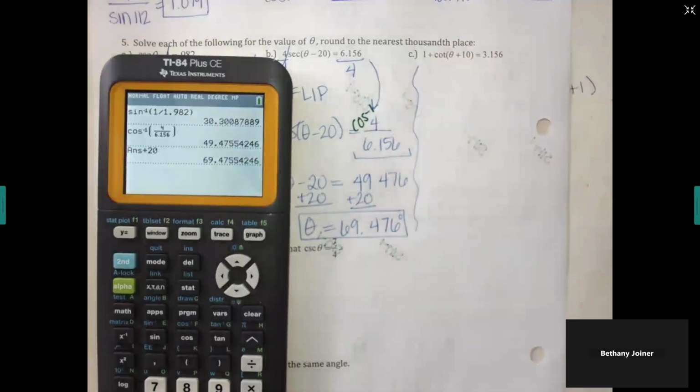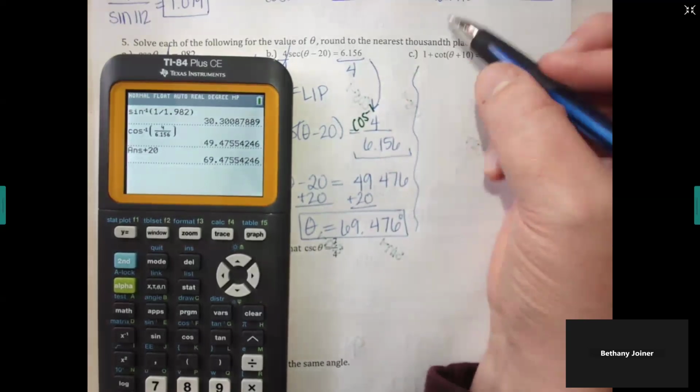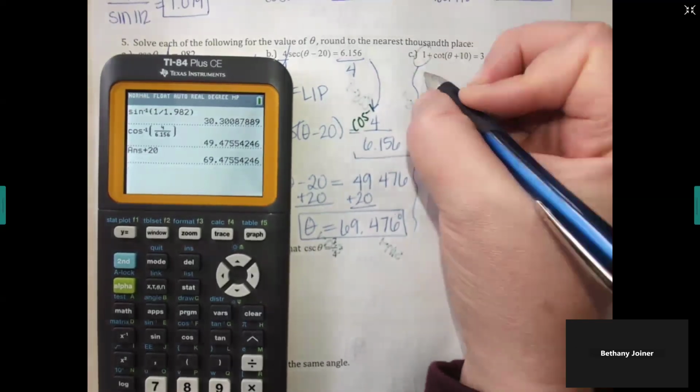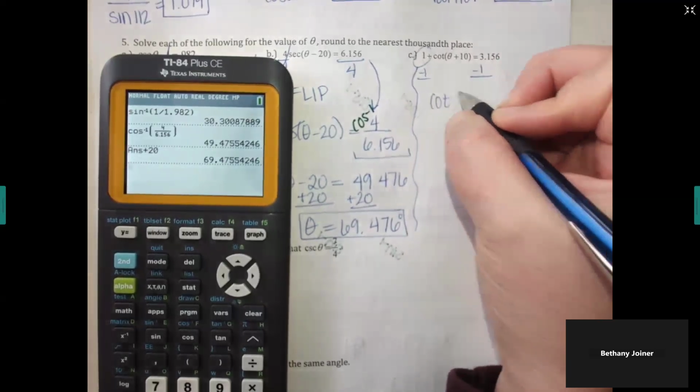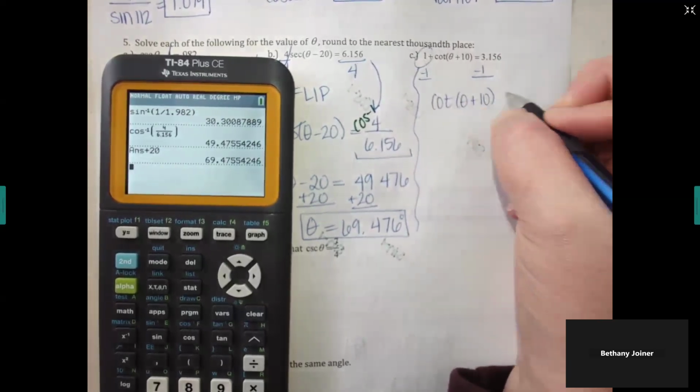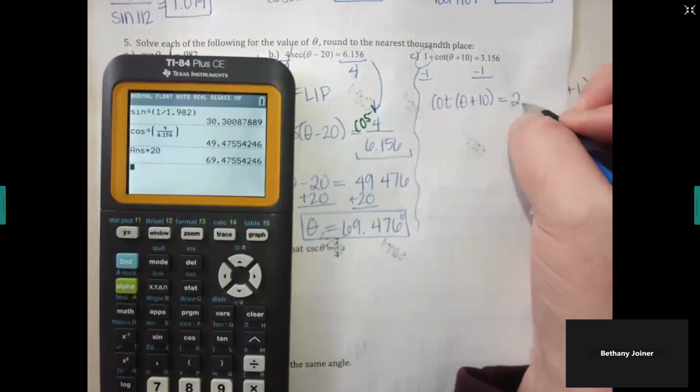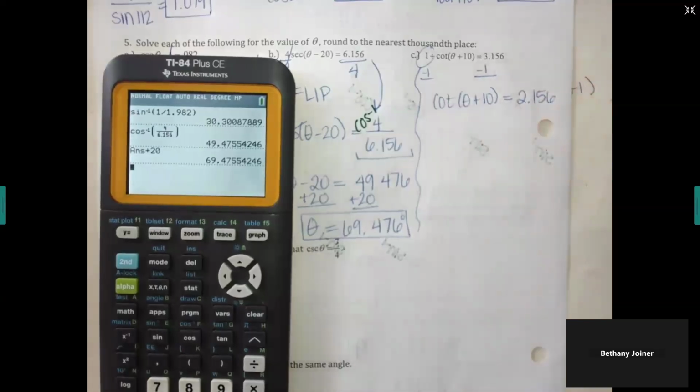Okay, one more left. Take a look at letter C. What number do you think we get rid of first? Oh yeah, the 1, thank you. And then if that's a plus 1, I'm going to minus that 1 across. So I have cotan theta plus 1 equals 3. 3 minus 1 is going to be 2.156.